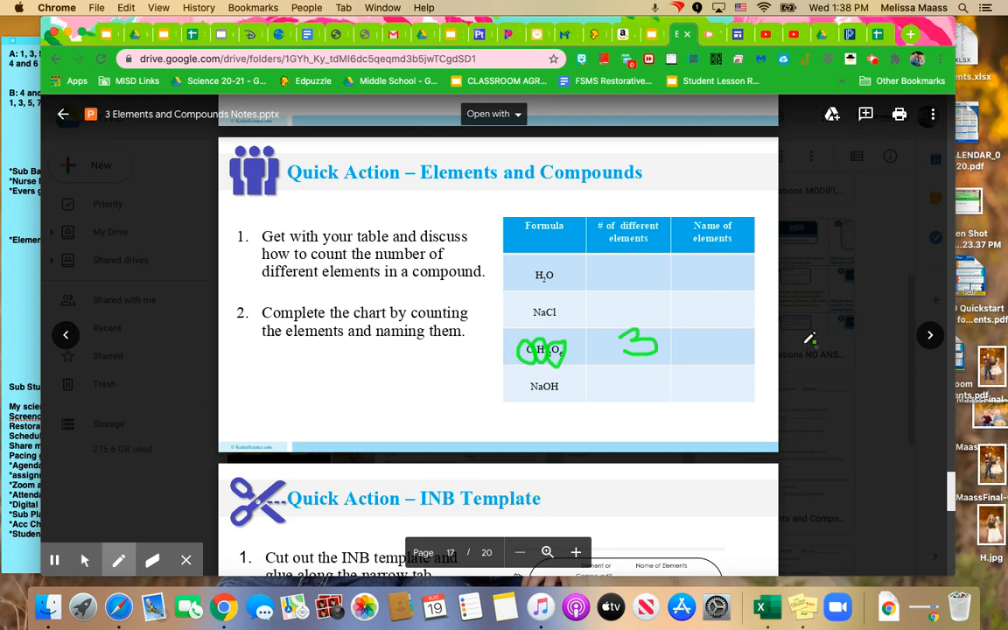Now, the names of the elements, well, if you go and find it on the periodic table, you don't need to know it by heart, but the C is going to be carbon, the H is going to be hydrogen, and the O is going to be oxygen. So that's the 3 you'd write there.